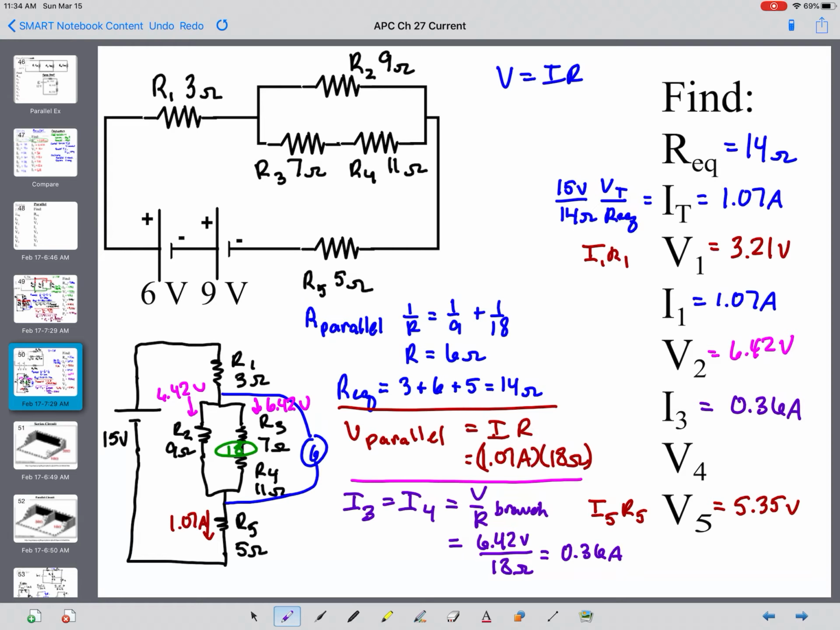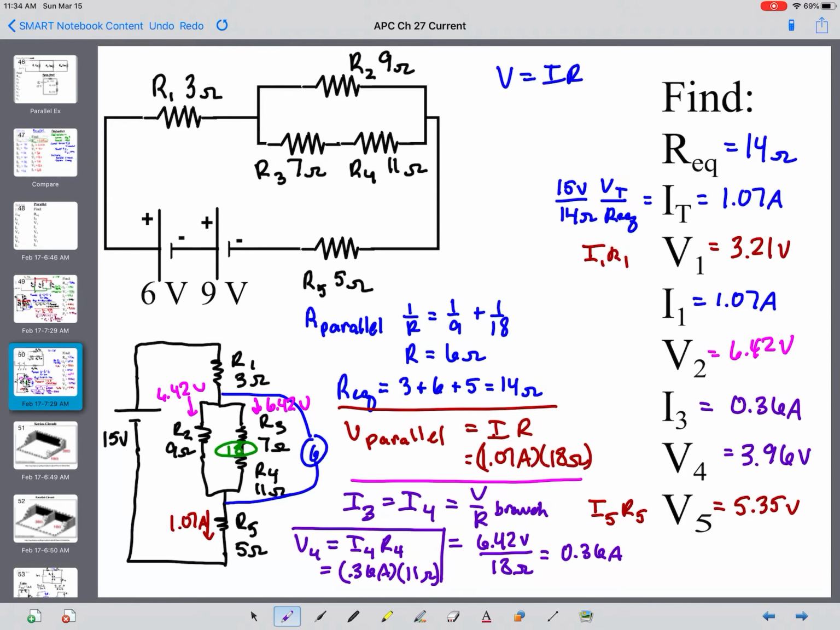And then the only thing we're left with is V4. So if I want to find V4, I4 R4, we already know I4 because it's the same as I3, 0.36 amps. R4 is then 11 ohms. So when I multiply those together, we get V4, 3.96 volts.